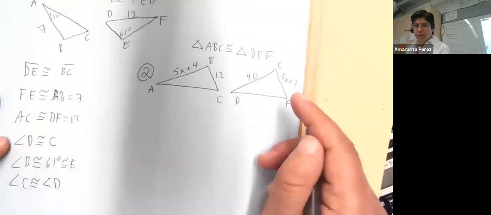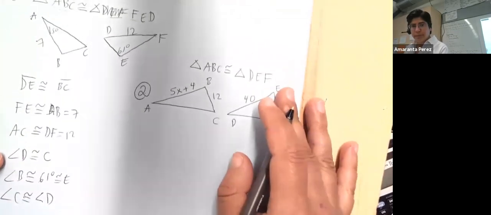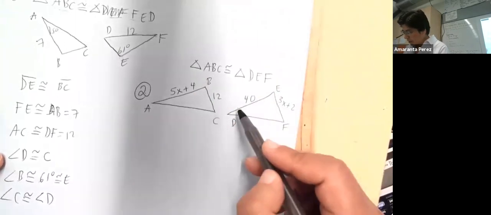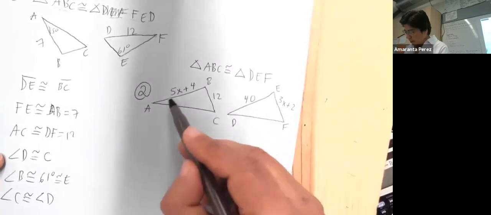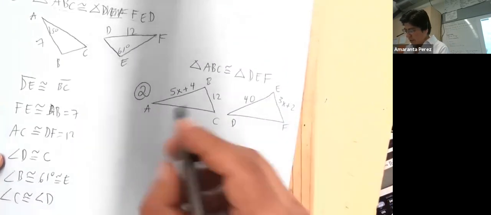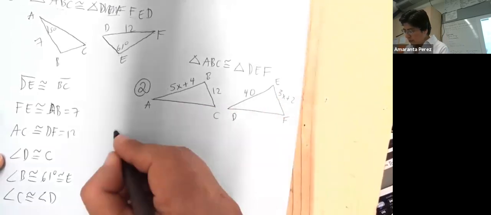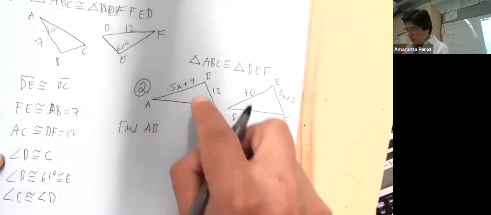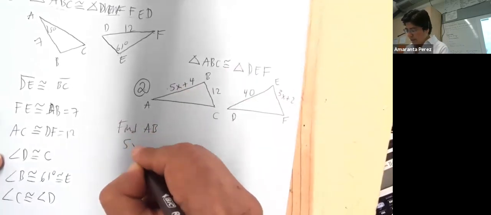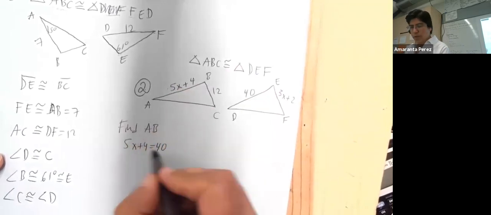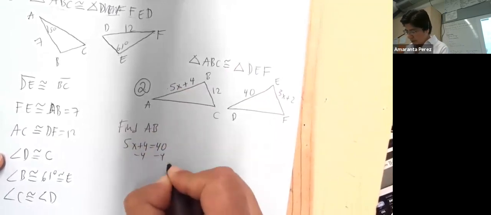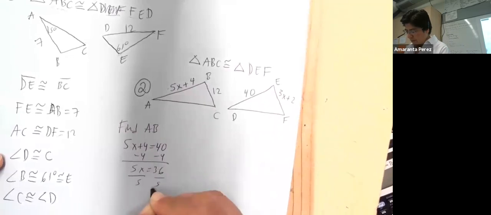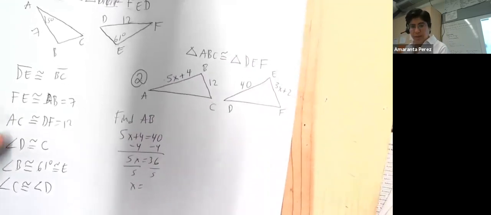Okay, and then over here, we have two triangles. So this ABC and DEF congruent, yes. This side is congruent to this side. So we want to set this equal. So say we want you to find the length of AB. Well, you want to set this equal to that. So 5x plus 4 equals 40. Solve for x, minus 4, minus 4. 5x equals 36, divided by 5. X equals 36 divided by 5.